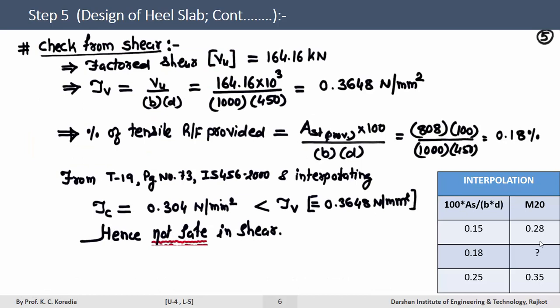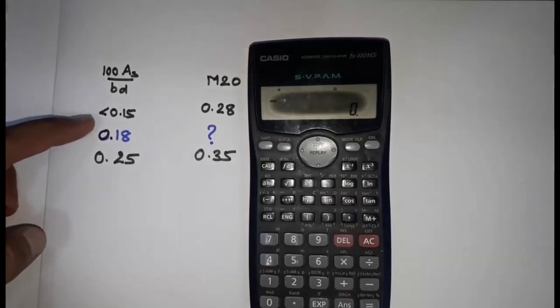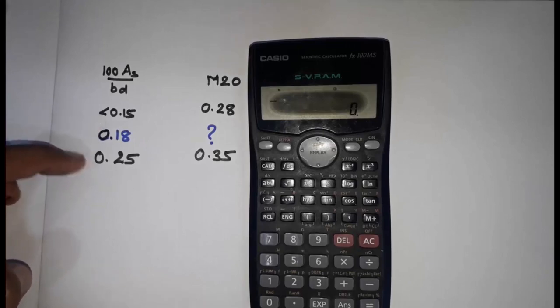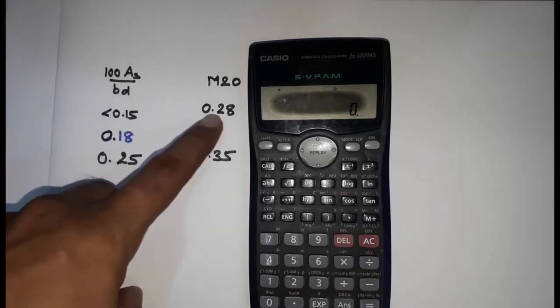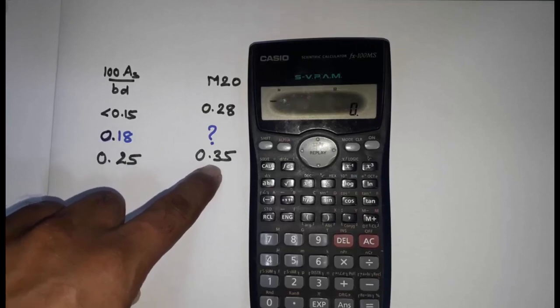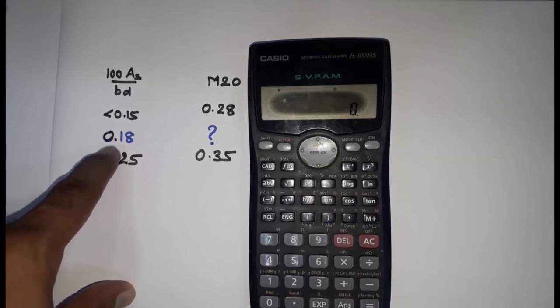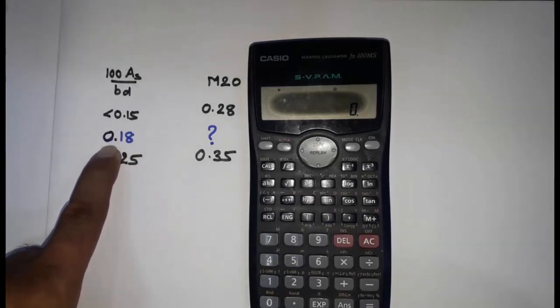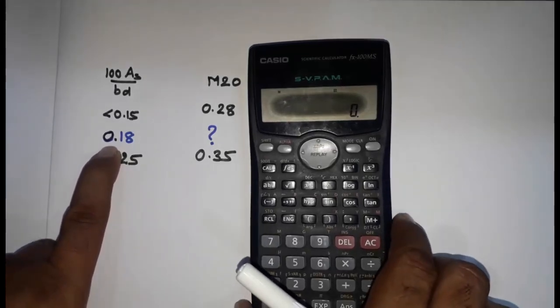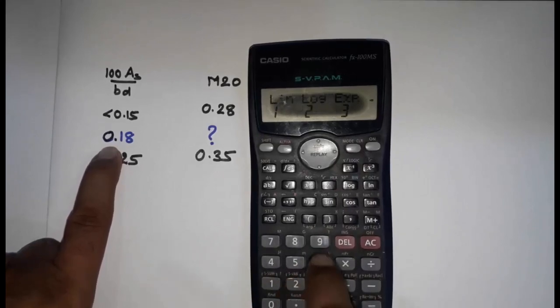Again, we will go for an interpolation using our calculator. Here we are supposed to interpolate between 0.15 to 0.25. The value corresponding to 0.15 is 0.28 and the value corresponding to 0.25 is 0.35. Here we are supposed to determine the value corresponding to 0.18. Again, using the calculator, we will go for an interpolation. First, we will go for the regression mode, that is 2. In that, we will go for a linear interpolation, that is 1.